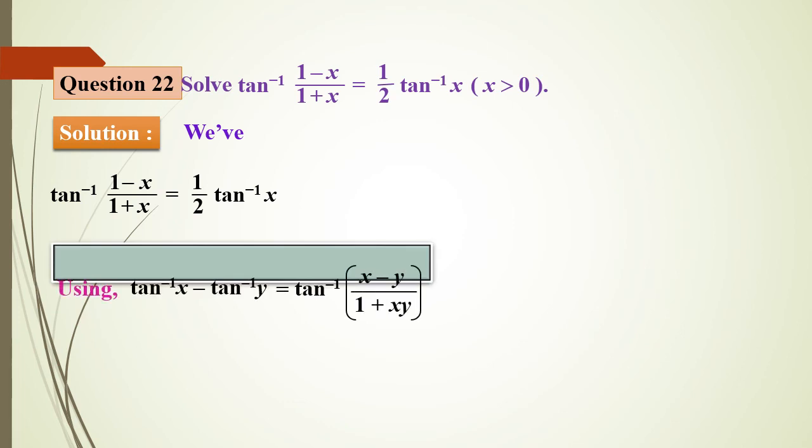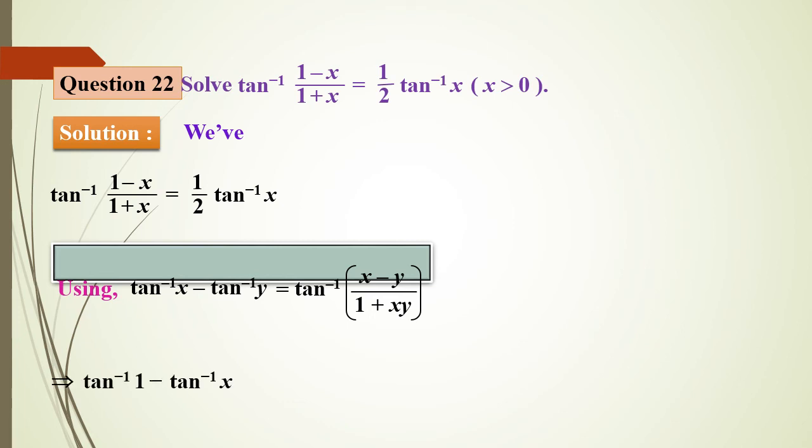Using tan inverse x minus tan inverse y equal to tan inverse of (x minus y divided by 1 plus xy), you can simplify this question in two ways. In the right hand side term, 1 by 2 tan inverse x, you cross multiply the 2 with the left hand side, giving 2 tan inverse of (1 minus x divided by 1 plus x). And 2 tan inverse x can be written as tan inverse of (2x divided by 1 minus x square). After applying this property and simplifying both sides, at the last you will get the value of x. This is one method, and here I am showing you one more method.